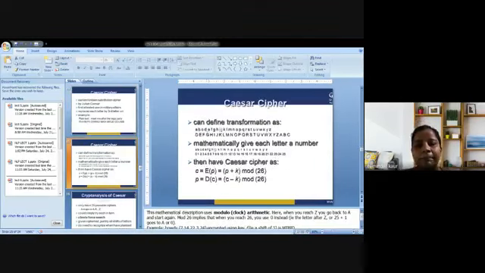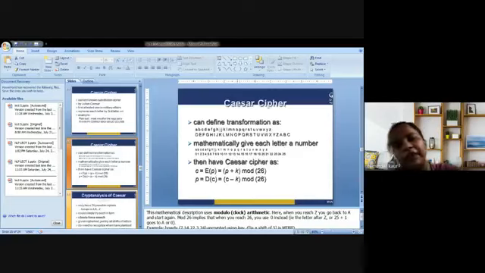Now have a look at the mathematical interpretation of the same. We can define the transformation as A represented by D. This is the whole representation for all the characters that can be Caesar ciphered. A will be D, B will be E, C will be F, D will be G, and in the end Z will be replaced by C.